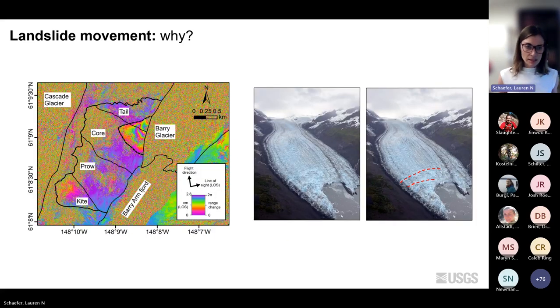I will say, again, this is that triangular area directly above the Barry Glacier. When we were in the field, we did notice these arcuate crevasses that may be indicative of calving and future calving. So again, the thinning and calving of the glacier looks to be influencing localized movement, at least on the landslide.